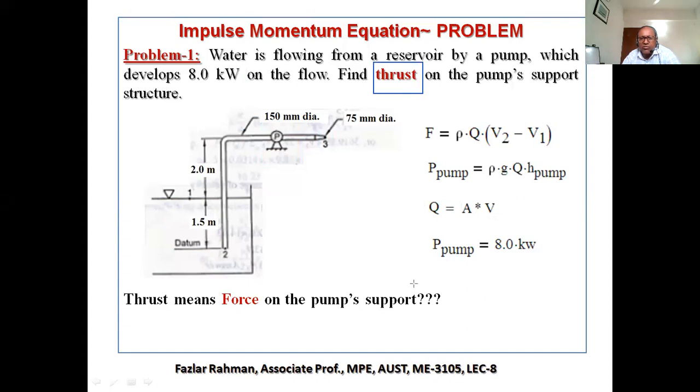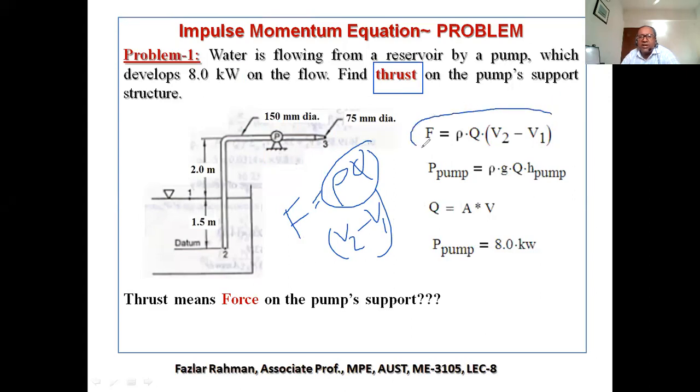Thrust means forward push. That will be force. They like to know force. Then immediately you need to think in your mind that in fluid mechanics, they have only one equation: F equal to rho Q (V2 minus V1). So rho Q, what is rho Q? That is m dot, mass flowing per unit time. So you need to immediately know that I have to use this equation, V2 minus V1.